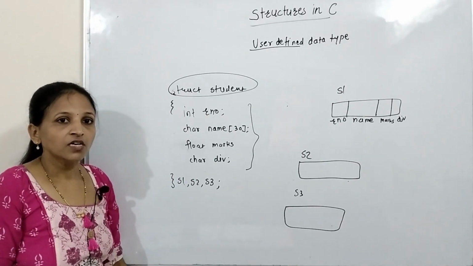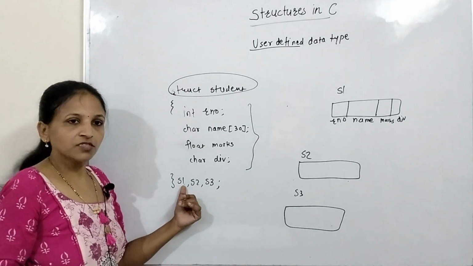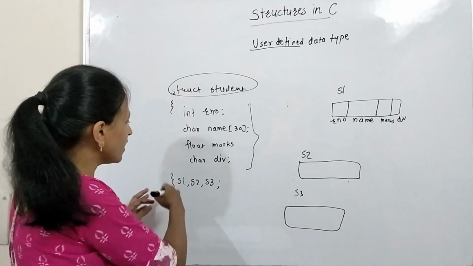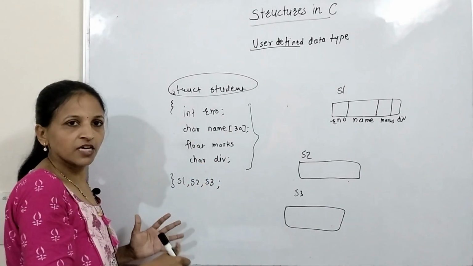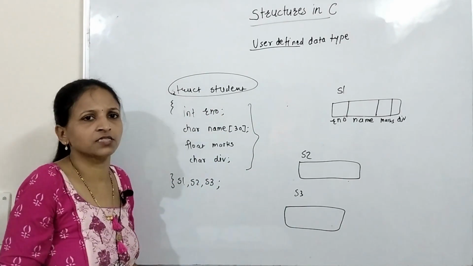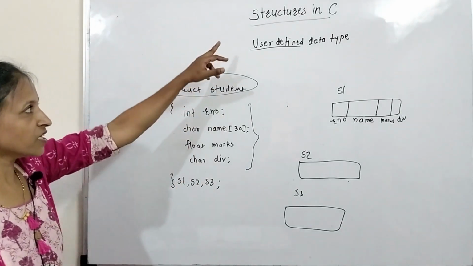Now here multiple objects of the same type, like S1 is a student, S2 is a student, S3 is again a student. All will have the same information with them. Like S1 will have roll number, name, marks, division. S2 again will have roll number, name, marks, division. S3 will have again all this. Getting?